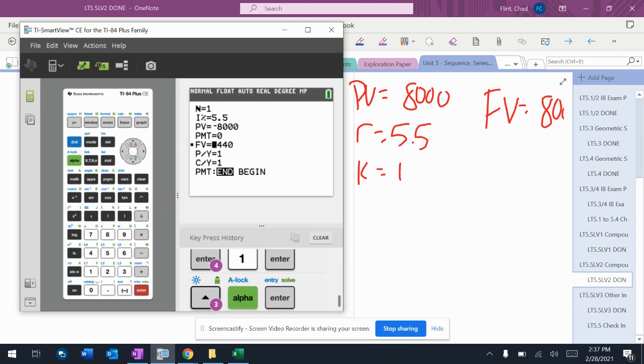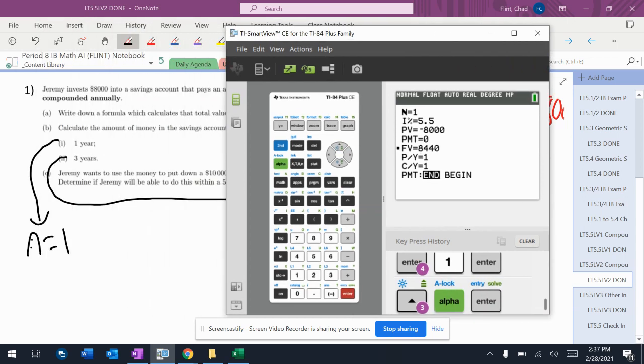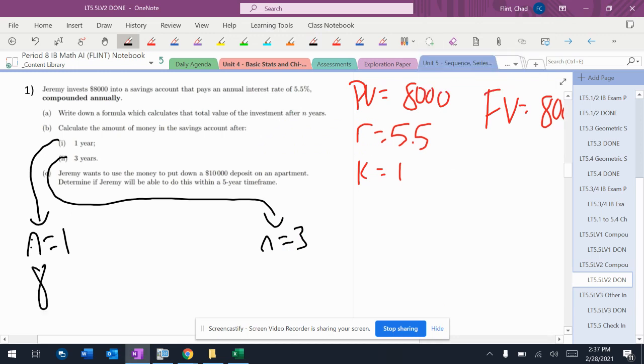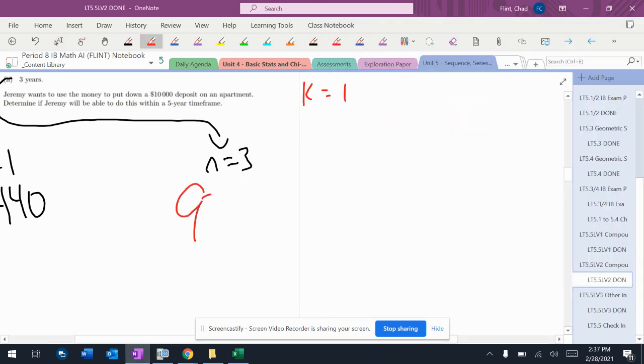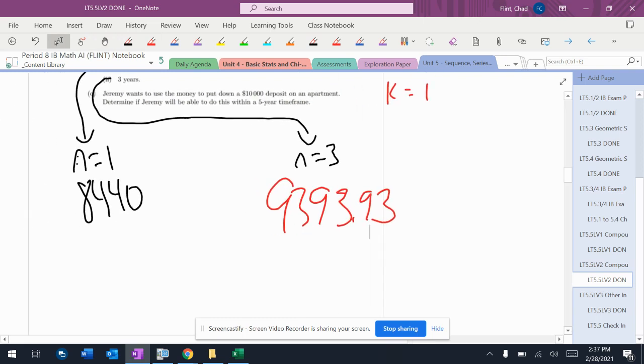So I'm going to calculate the future value. Alpha, enter, 8,440. After 3 years, I'm just going to go back here and change the n to 3. I'm going to go down to future value and hit alpha, enter. And it's $9,393.93 after 3 years.